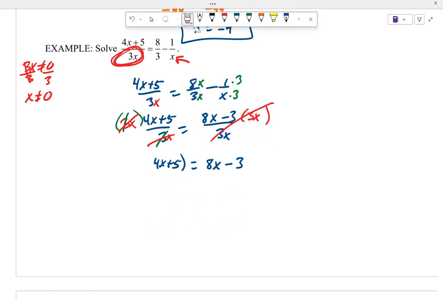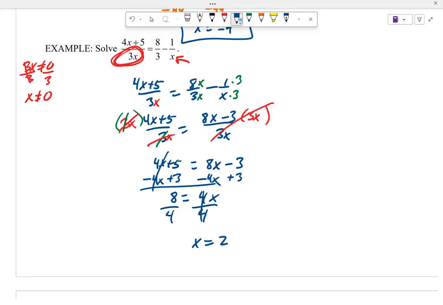So we're just right there. We got 4x plus 5. Sorry about that. Get all your x's on one side. Don't have to deal with a quadratic here. Divide both sides by 4. X is 2. Well, remember, x just could not be 0 on this one, so 2 is totally fine.